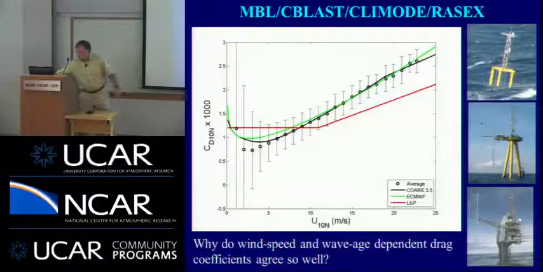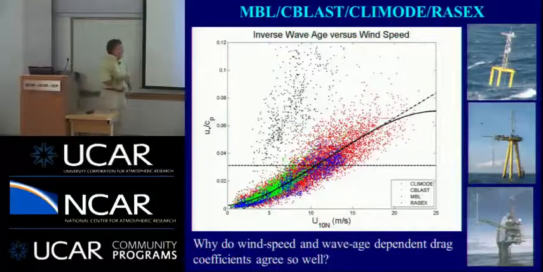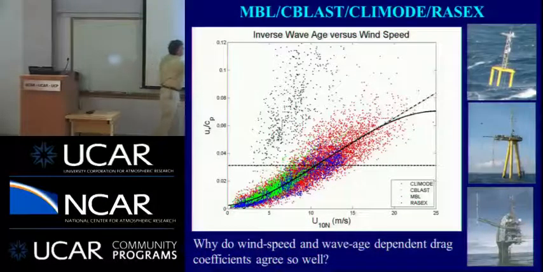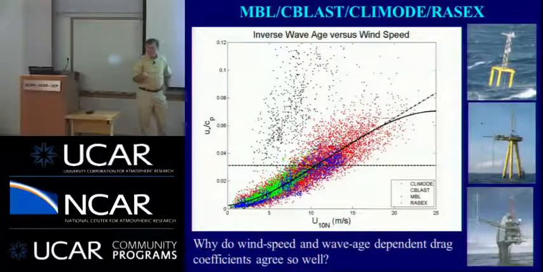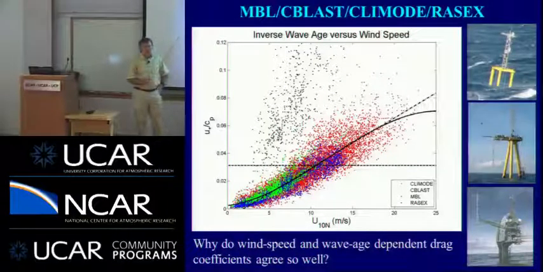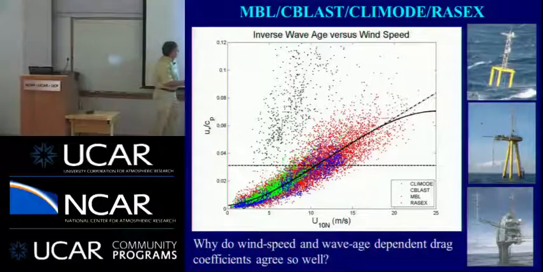Well, there's a very simple explanation, and it has to do with this sort of messy plot. Bear with me. Again, these are these various data sets. I've also thrown in a shallow water one that Jalen is used to. This is for RASEX. I was in, I think, 3 meters of water off the coast of Denmark. The rest of these are SEABLAST. The FLIP is the blue, and the red is CLIMODE.